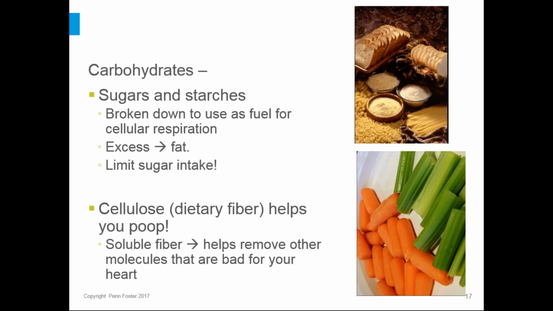Another type of carbohydrate is cellulose, which you will see called dietary fiber when you're talking about nutrition. So the cellulose or fiber is something that your body can't break down, but you need it for digestion. It actually helps you poop. There's also soluble fiber that also seems to be helpful for reducing the risk of heart disease. It is still being researched, but soluble fiber may help get rid of molecules that cause heart disease.